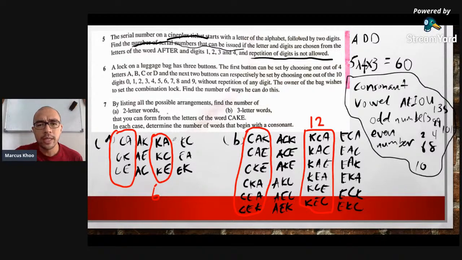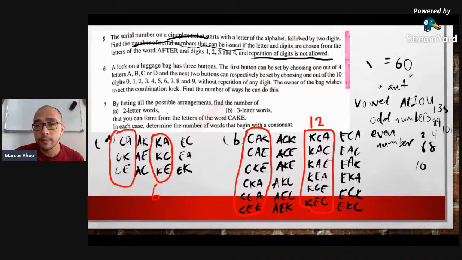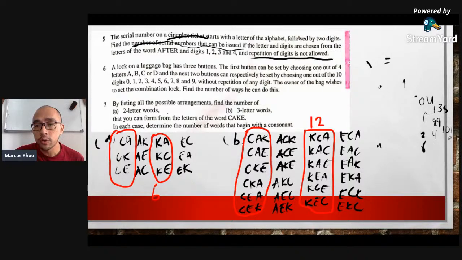Okay, instead of using this very, very long way, of course we want to know how to use multiplication rule. So I'm going to rub this section off. I find that in order to do this, the best way is to use tempat kosong. If let's say the first question is how many number of words that begin with a consonant but only 2-letter words.